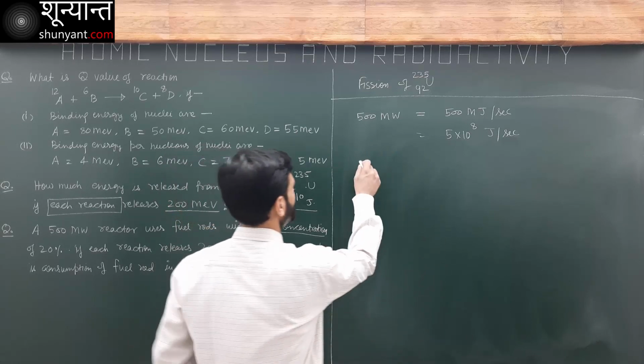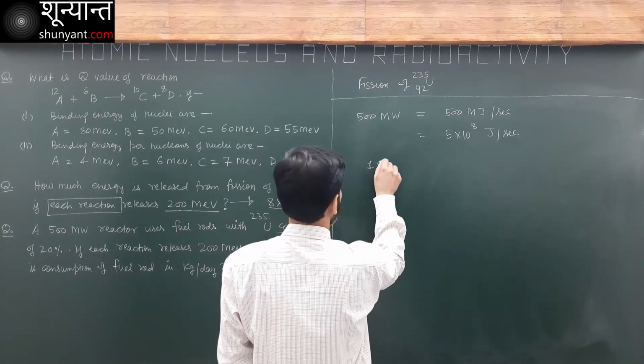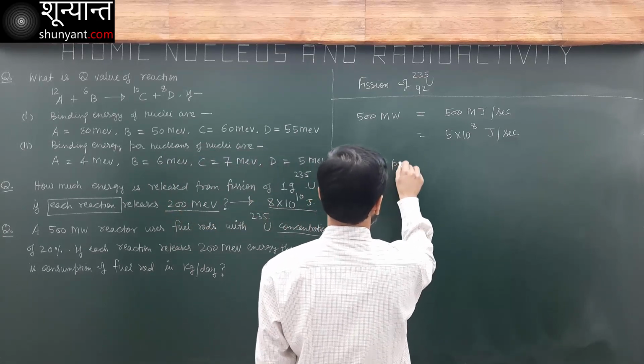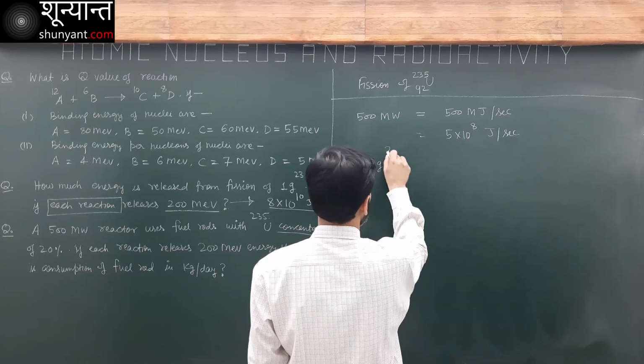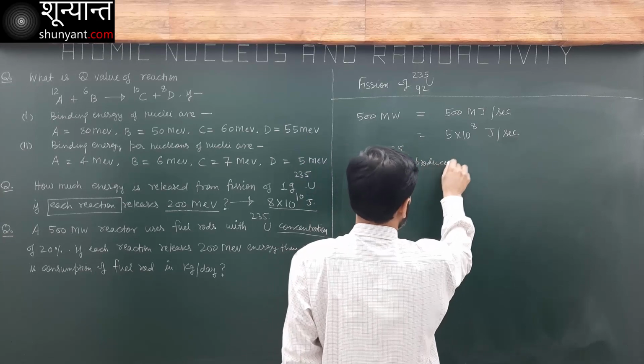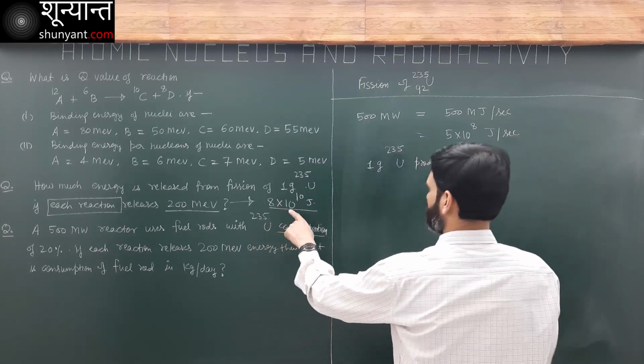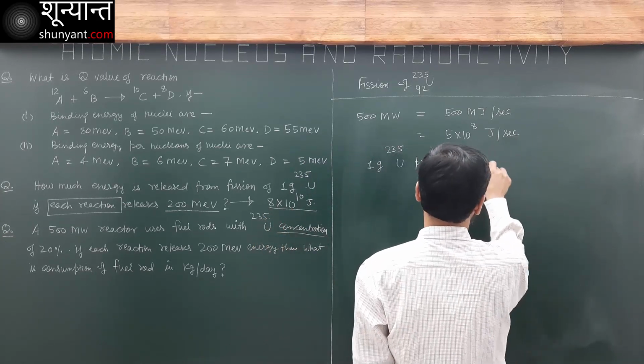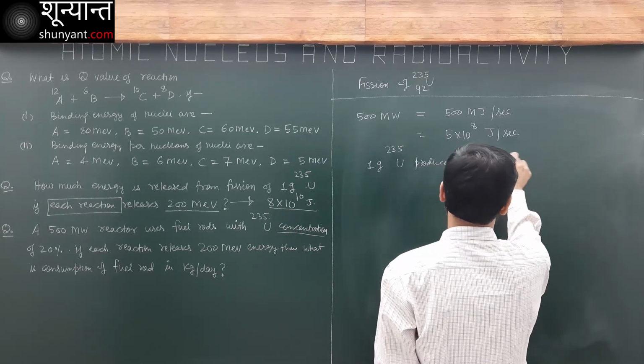Now, 1 gram of uranium produces 8 times 10^10 joules.